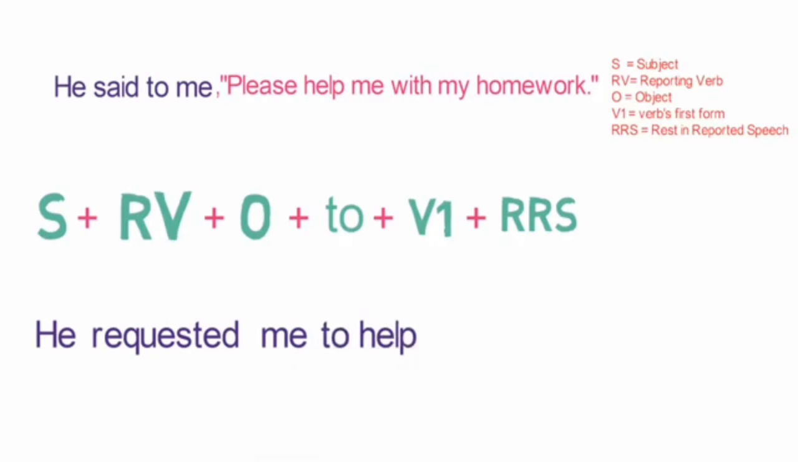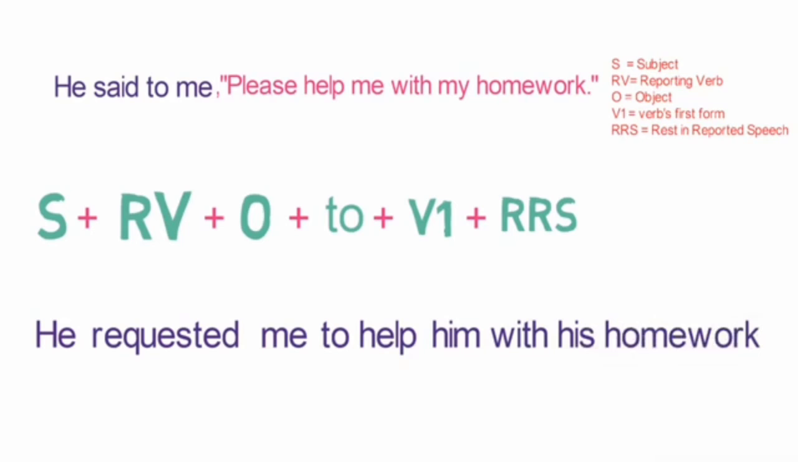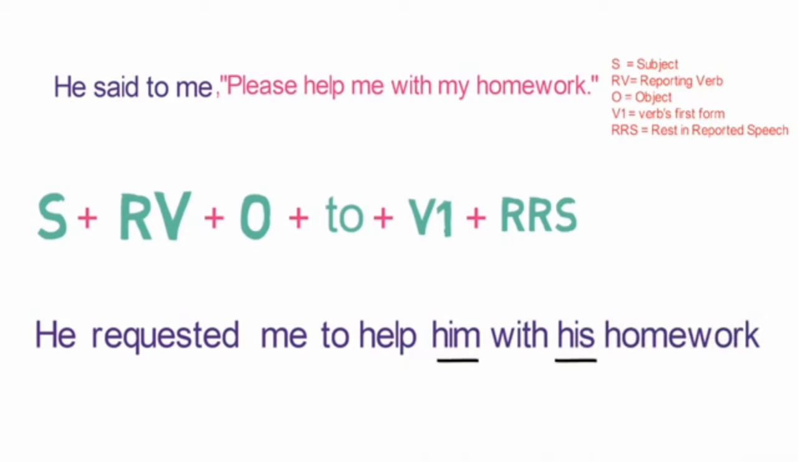Then to help will come as help is the verb's base form. Finally, we will add the remaining part of the reported speech, him with his homework. Notice we have changed the first person pronoun as per subject. And the final sentence in indirect form is, he requested me to help him with his homework.